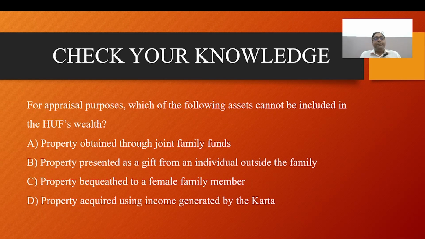Here is another question. For appraisal purposes, which of the following assets cannot be included in the Hindu undivided family's wealth? Property obtained through joint family funds, property presented as a gift from an individual outside the family, property bequeathed to a female family member, or property acquired using income generated by the Karta. A, B, C, D, which is the right answer? The right answer is C, property bequeathed to a female family member.